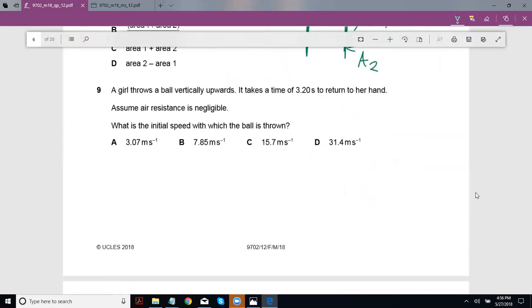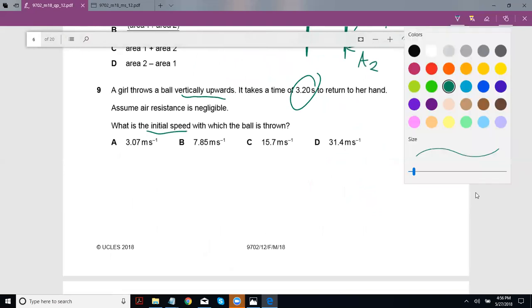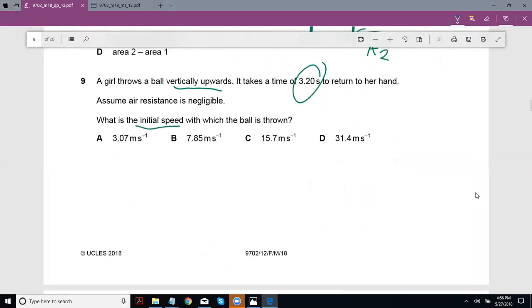Question 9: a girl throws a ball vertically upwards. It takes a time of 3.2 seconds to return to her hand. Assume air resistance is negligible. What is the initial speed by which the ball is thrown? Okay, so it's 3.2 seconds for the whole journey.